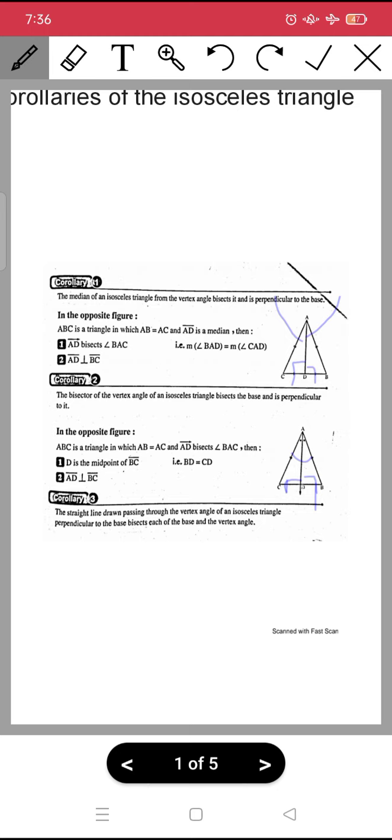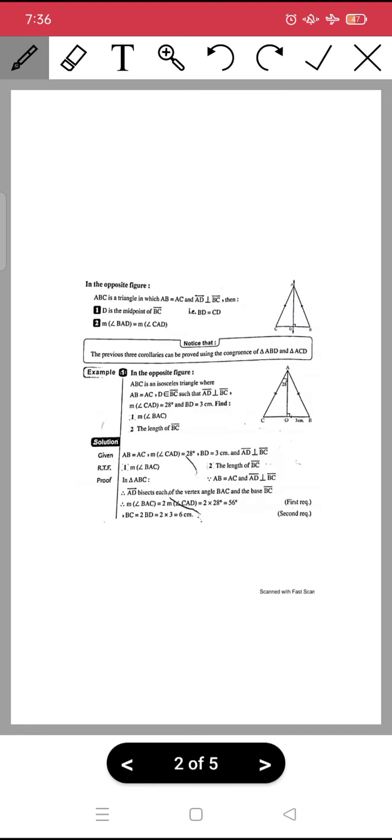Corollary 3: the straight line drawn passing through the vertex angle of an isosceles triangle perpendicular to the base will bisect each of the base and the vertex angle. So it will be perpendicular to the base and bisect the vertex angle. This angle will be equal to this one.